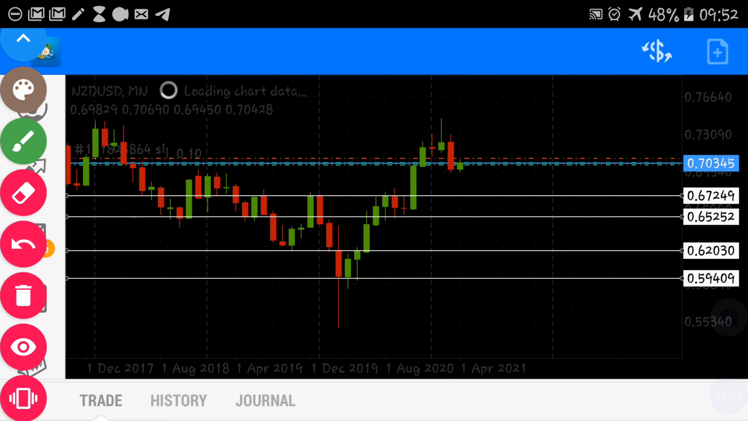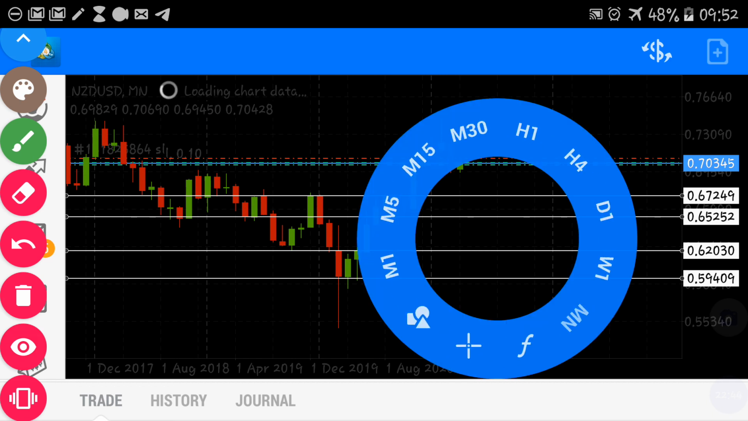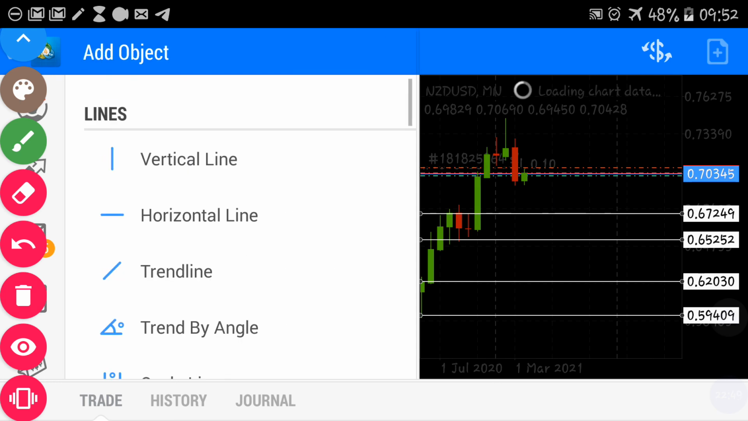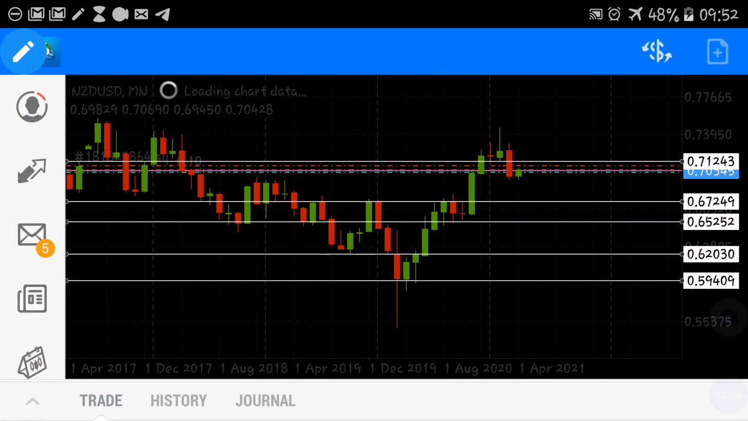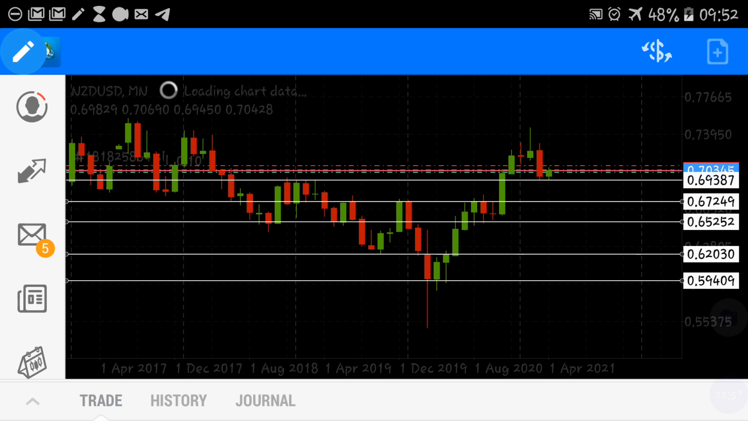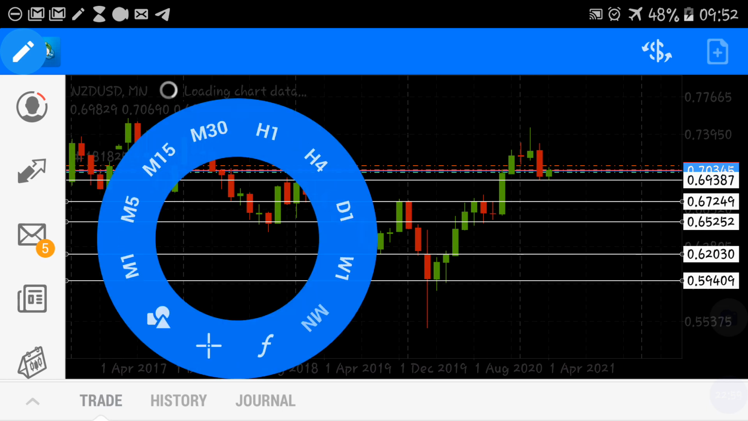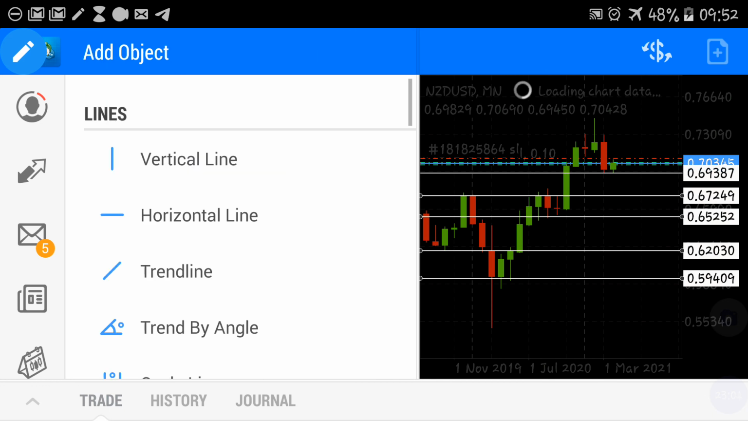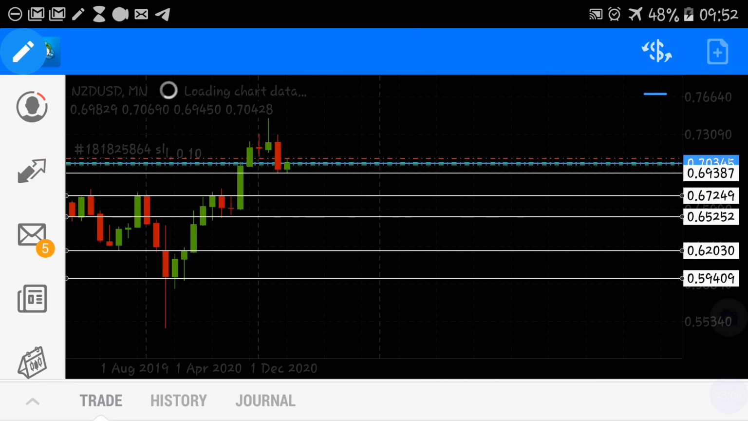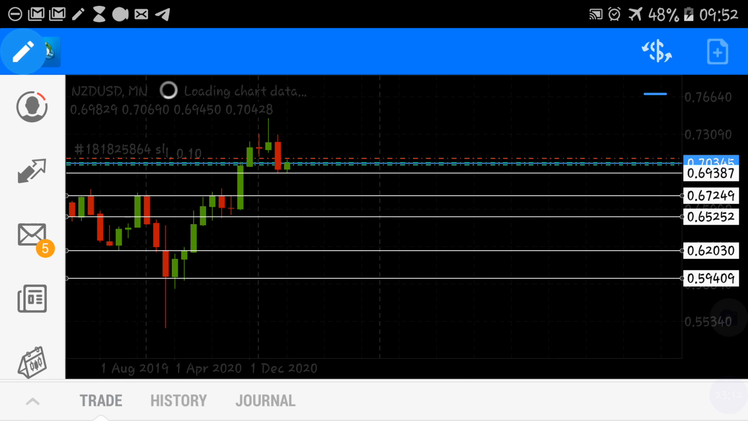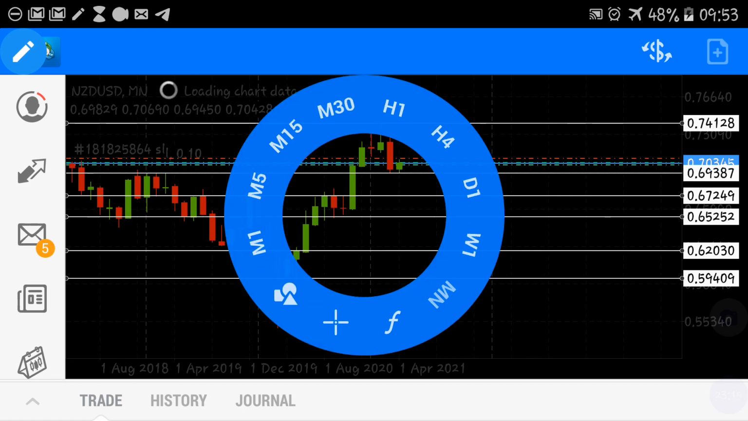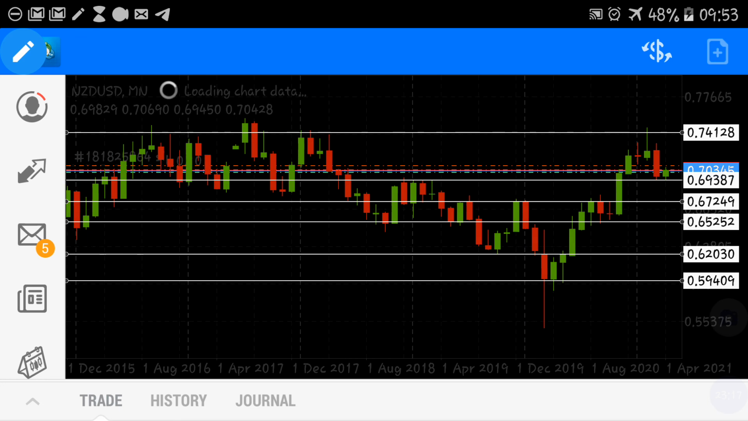So let me quickly put all the lines together. I need more lines on the charts. Okay, so I place this one on here, and I need like two more lines, and place one.